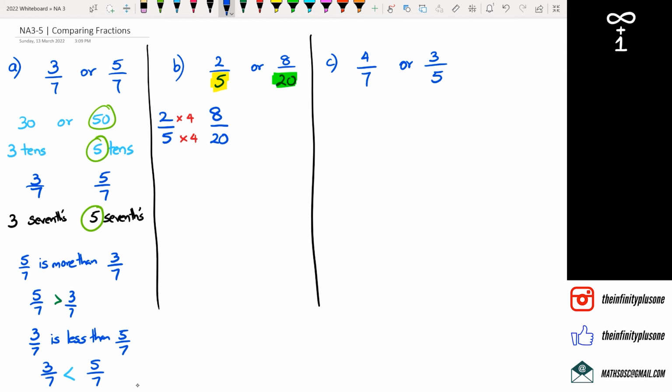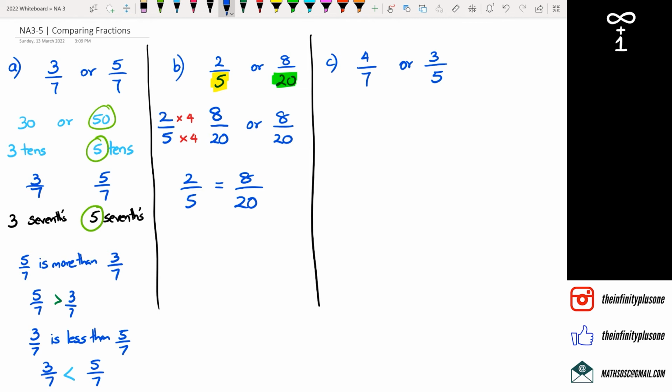Unfortunately, in this case, both of these fractions are equal to each other. So we could say 2/5 is equal to 8/20. So there's no greater than or less than symbol at all. All right, hopefully that made sense. Let's go to question C.